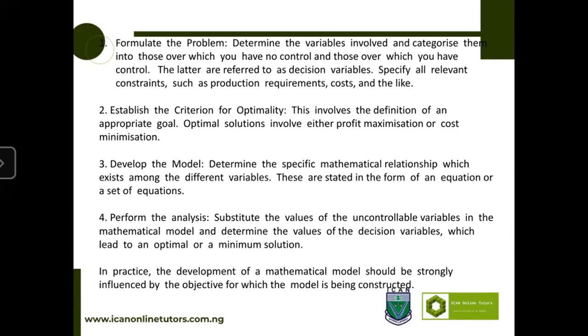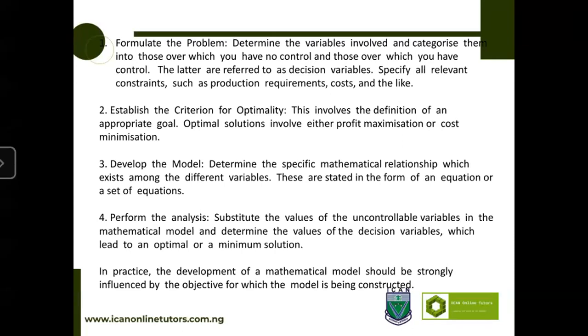And your optimality might involve profit maximization or cost minimization. I said that earlier. Which decision am I taking that will result in the highest profits? That is if the objective is to maximize profit. Or which decision am I taking to minimize cost if the objective is to reduce cost?